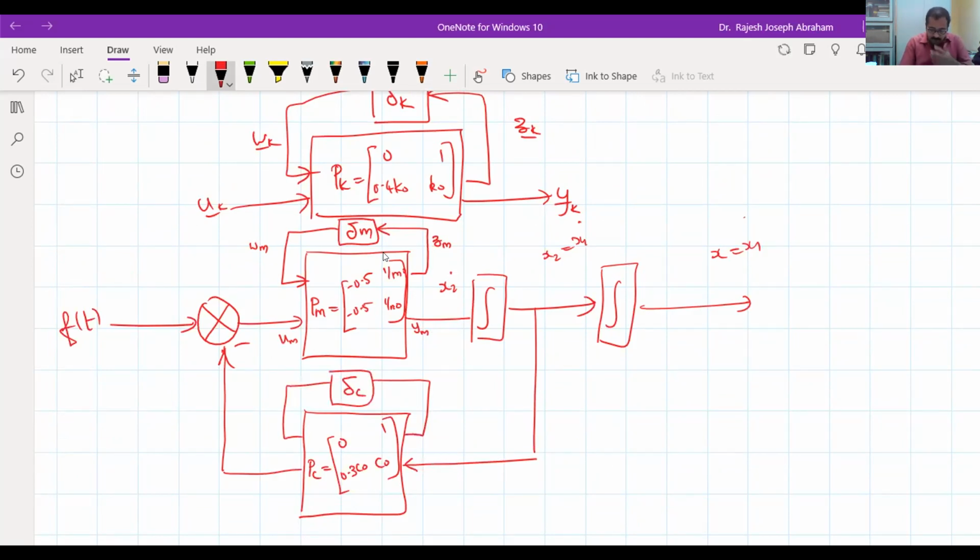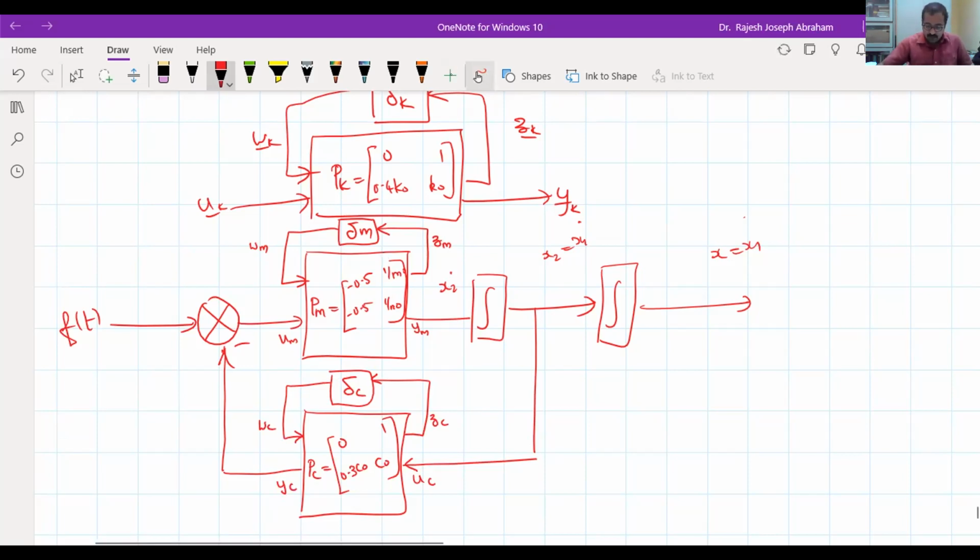Okay. So here, what happens? This is the regulator output, and this is the X1's input. So this signal is ZC. This is WC. This is UC, and this is YC. Okay, this is YC. Fine.